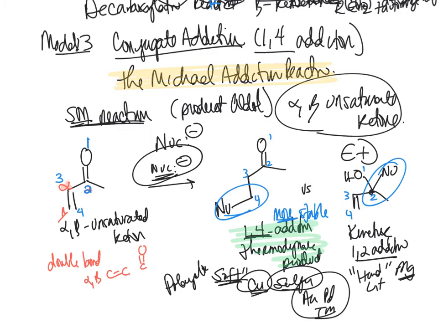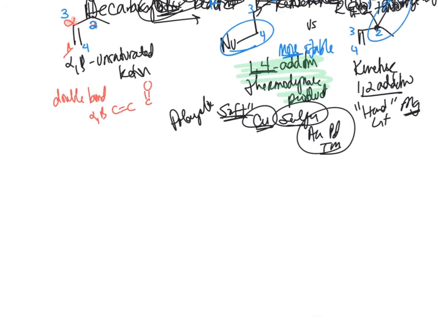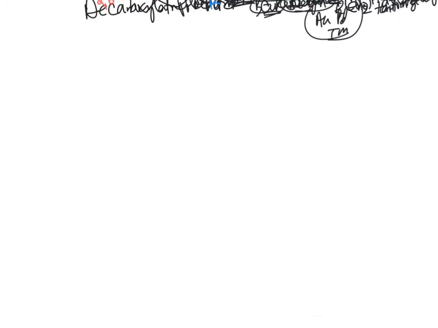Draw 2 resonance forms for the alpha beta unsaturated ketone below. Okay, so let's do number 9A. One, two, three, 4. Draw in your lone pairs. So these electrons can go here and here.